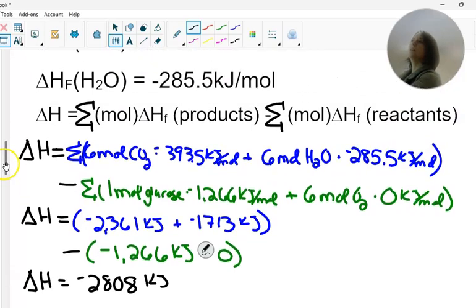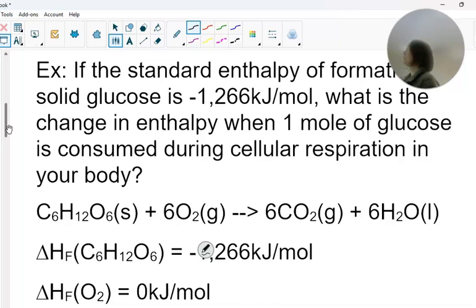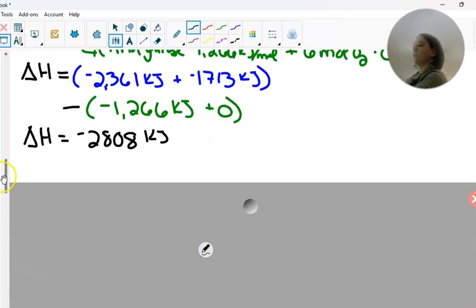Okay, now let's take a look at the question. Did we answer the question? If the standard enthalpy of formation of solid glucose is negative 1,266 kilojoules per mole, what is the change in enthalpy when 1 mole of glucose is consumed during cellular respiration in your body? So, did we answer with a change in enthalpy?